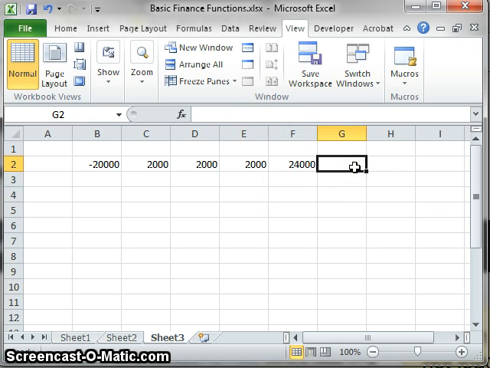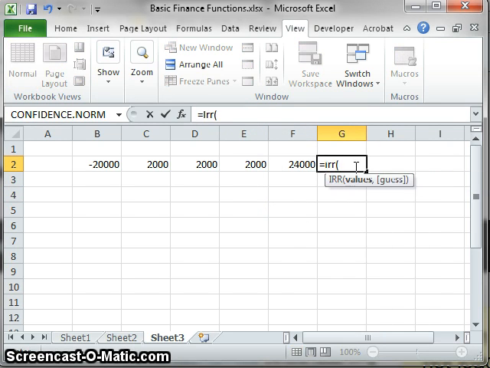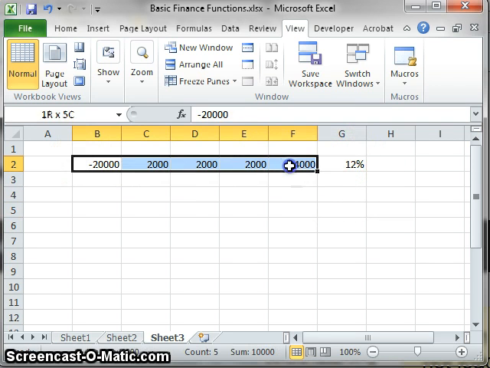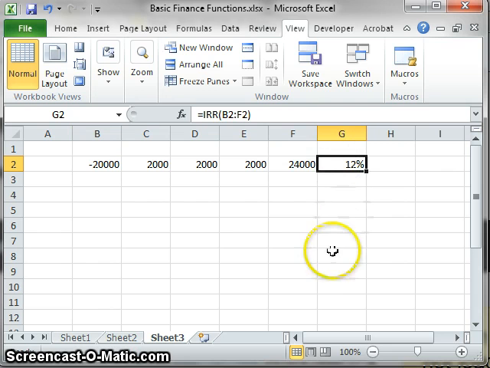In Excel, to calculate an internal rate of return, we're just going to use the IRR function, and then I'm going to use the open parentheses and just highlight these values, and then close that down. And we can see here that the internal rate of return for this period is 12%. And so that's a very simple, easy function, easy way to do that.